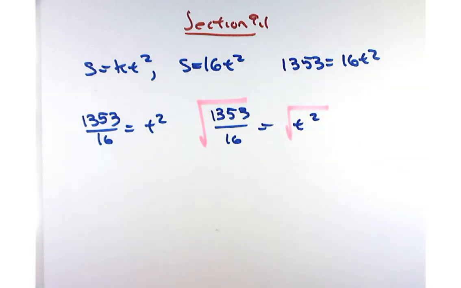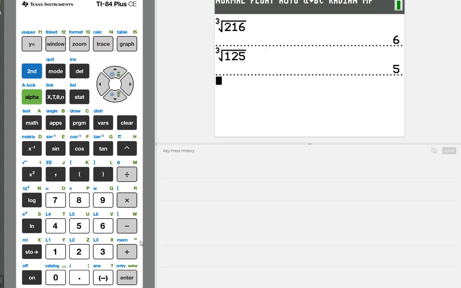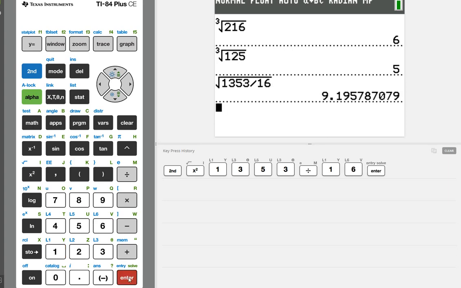So what you end up with is the square root of 1,353 over 16. It's going to be like 8 something seconds maybe? I don't know, 8, close to 9 seconds. Let's find out. So you hit the second key, then the square root key, 1,353 divided by 16, and then close the square root of all that. Yeah, about 9.2 seconds. So great.